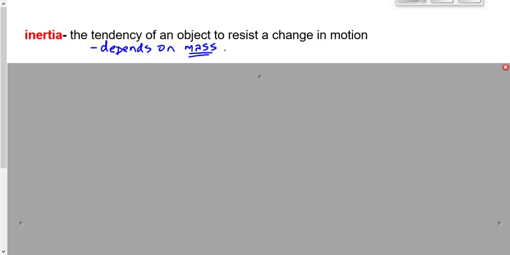So, for instance, I have a certain amount of inertia right now because I have a mass of about 73 kilograms. If I was running down the hallway, then I would have the exact same amount of inertia, the exact same tendency to resist a change in motion. Why? Because I have the exact same mass.